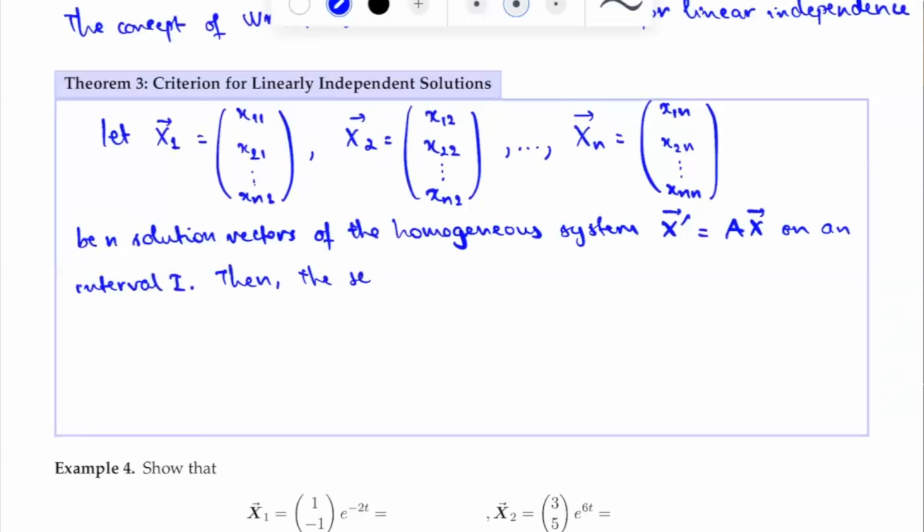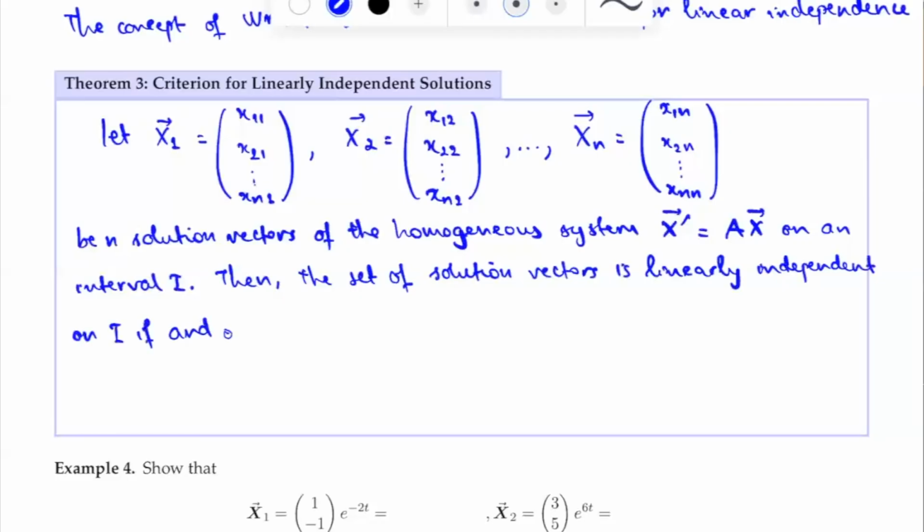Then the set of solution vectors is linearly independent on I if and only if the Wronskian of x1, x2 up to xn is different from 0 for all values of t in the interval I. Now, the question is, how do you perform the Wronskian determinant calculation?